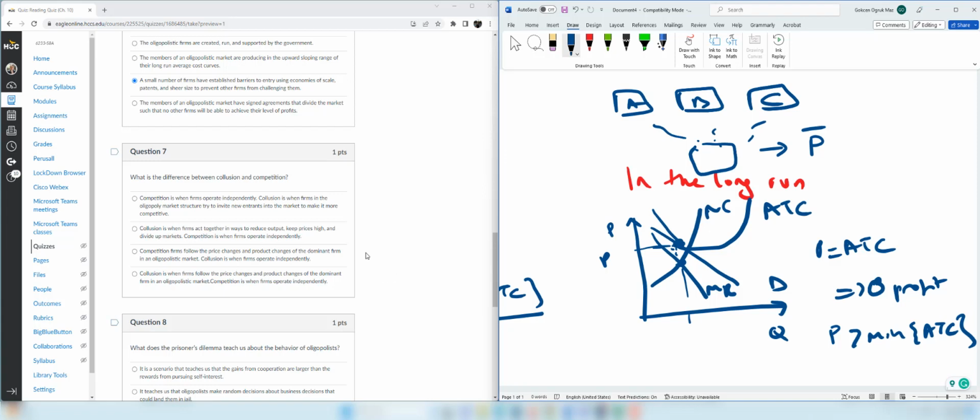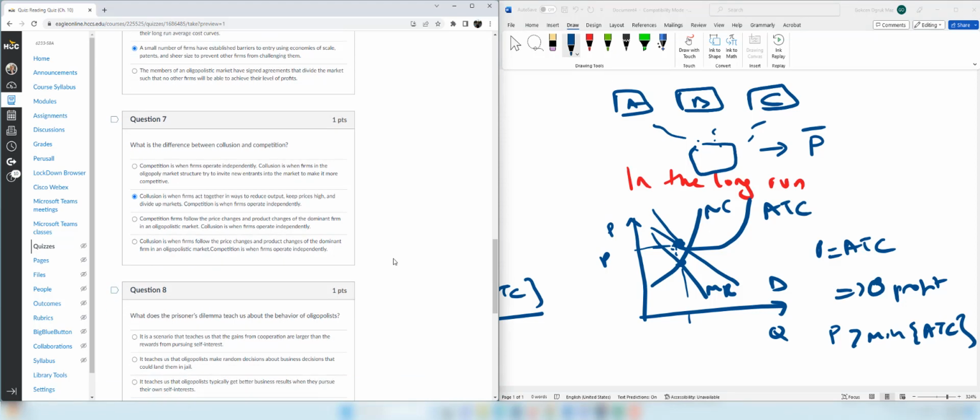So given this, we can find the right answer. The first one, competition is when firms operate independently. That is correct. Collusion is when firms in the oligopoly market structure try to invite new entrants into the market to make it more competitive. That is not correct. Collusion is when firms act together in ways to reduce output, keep prices high, and divide up markets. That is correct. Competition is when firms operate independently. So the right option is the second one.